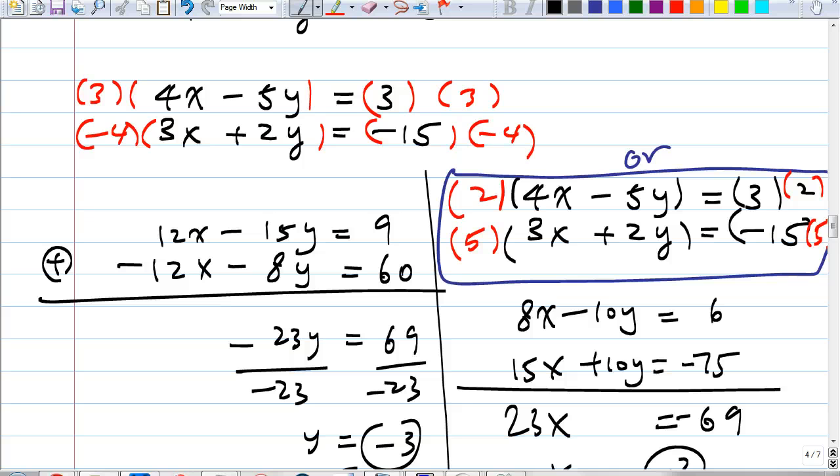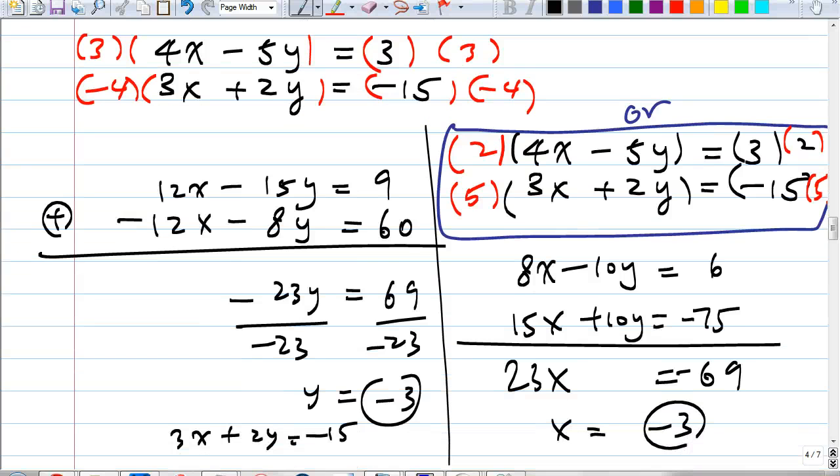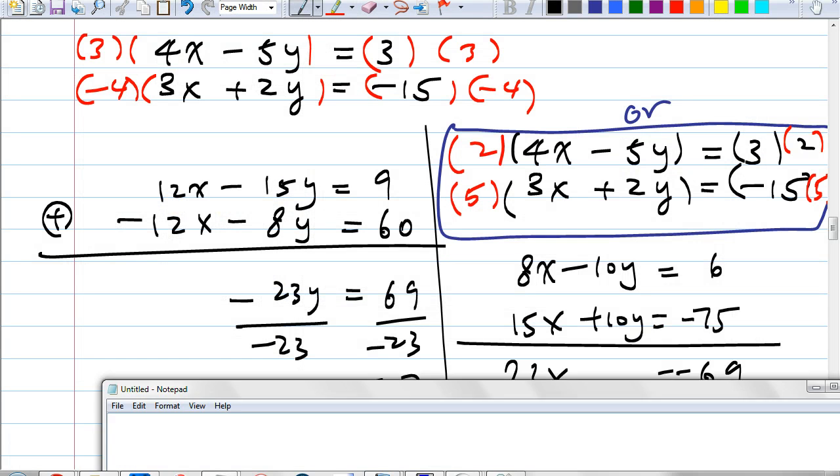Now, how many people did it this way on the right? Okay. What did you guys get when you solve for y here? Y equals negative 3, right? So if you did it this way, that's totally fine. Okay. So let's just look at this one first.